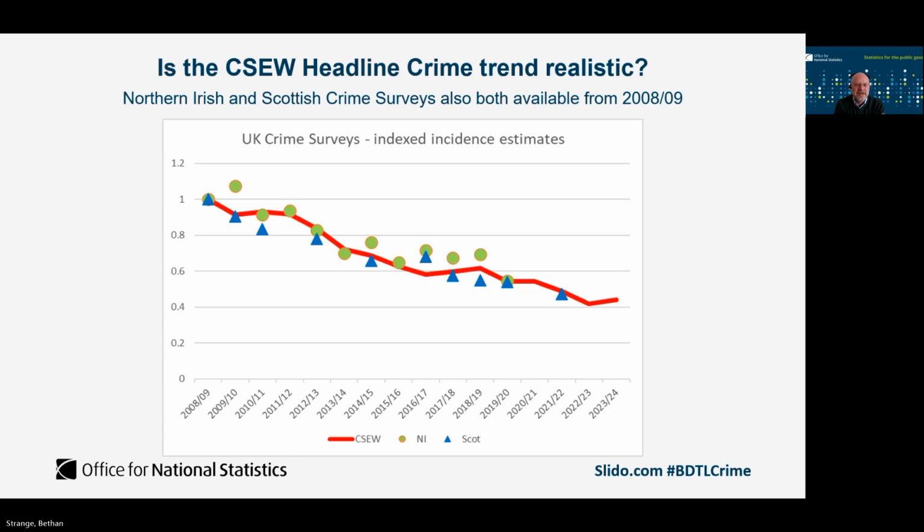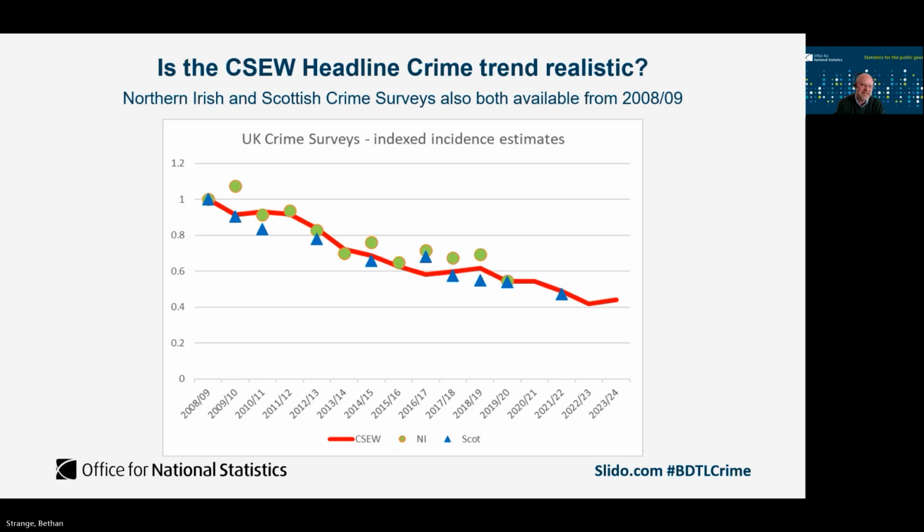But we can look at other very similar countries to us, so similar that they form part of Great Britain and Northern Ireland. So the crime survey measures England and Wales. Scotland carry out a very similar crime survey to us, as do Northern Ireland. And all three of those surveys I can track back to 2008 to 2009.